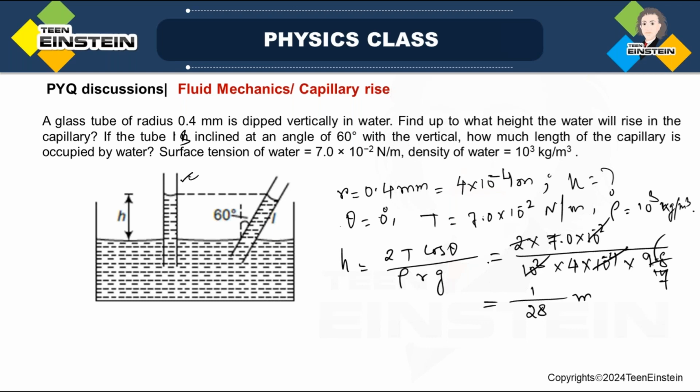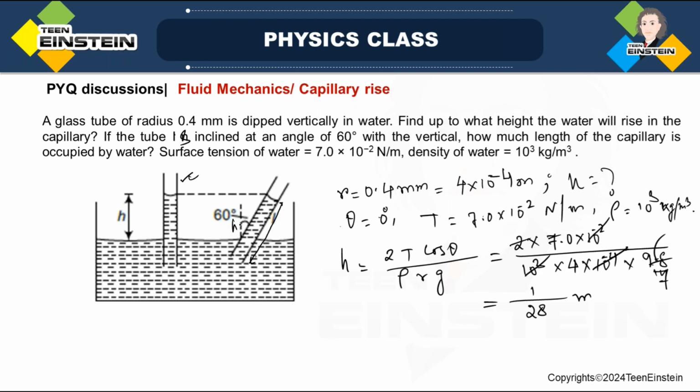So we have to finally find out what is the length of water inside the capillary tube when it is tilted. Look here, how much length of the capillary is occupied by water? Let us say this length is L. That is the thing we have to find out. And this is actually H.